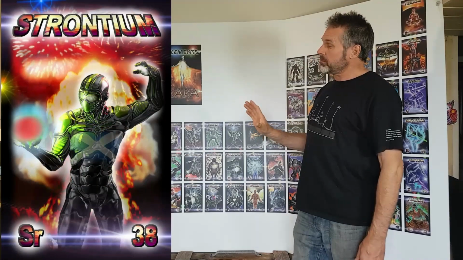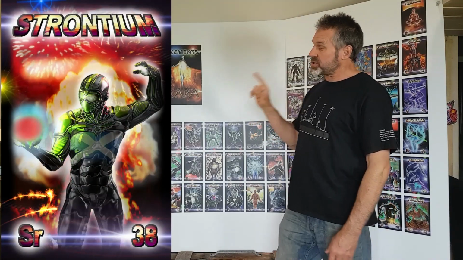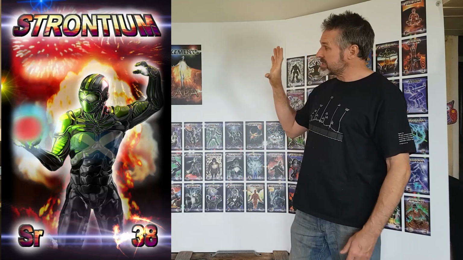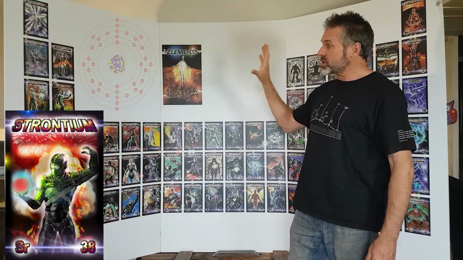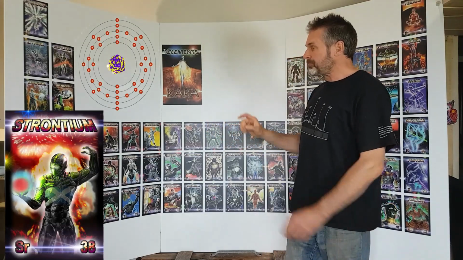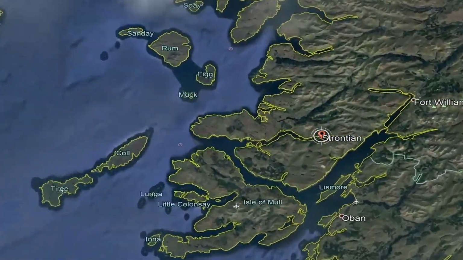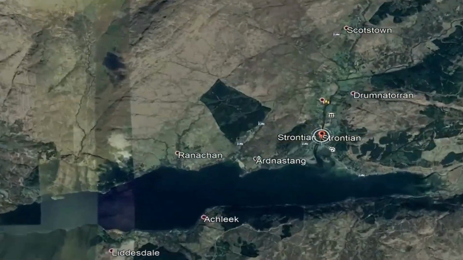So strontium is symbol Sr, atomic number 38. If we have a look at its atomic structure here, that's 38 protons in the center. Now, the first thing to notice is the great big flag on the front there, the Scottish flag. Strontium's the only element on the table that's named after anywhere in the British Isles. It's named after a town in Scotland called Strontia.